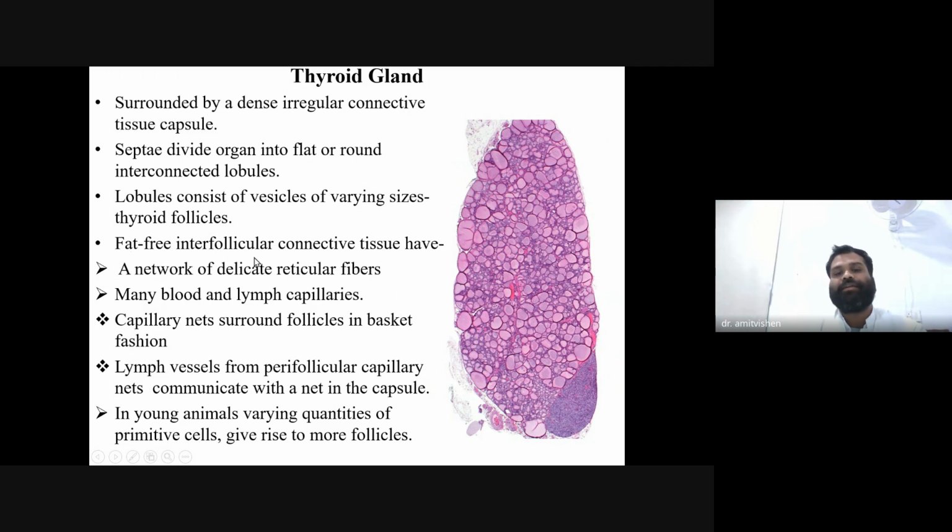The fat-free interfollicular connective tissue has a network of delicate reticular fibers. You will not see reticular fibers in this diagram because some other stain, a silver stain, is performed to show them. This is only for information. Blood capillaries are present in the capsule.